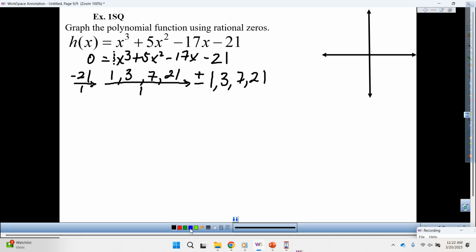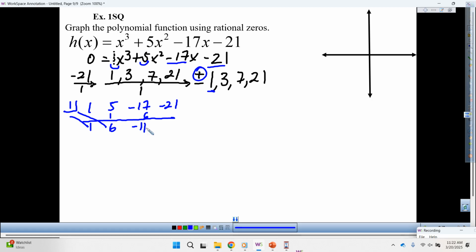All right, everybody remembers what to do now? Yes? So let's start with positive 1. Let's check positive 1. And then we're going to use all our coefficients. We got 1 here, 5, negative 17, and negative 21. Bring down the 1. 1 times 1 is 1. Combine that, 6. 1 times 6 is 6. Combine that, negative 11. 1 times negative 11, that's negative 11. That's negative 32. And that is not our 0.